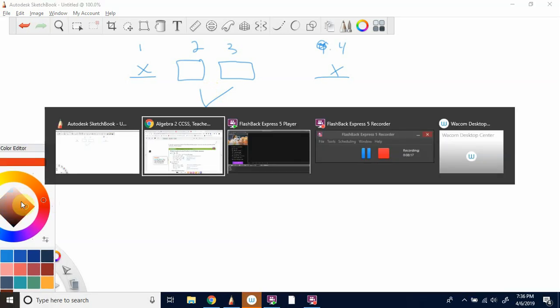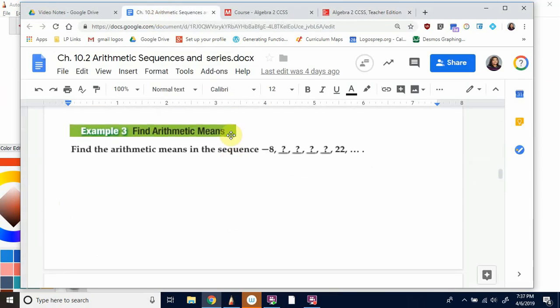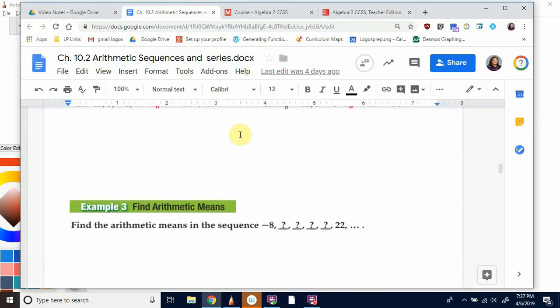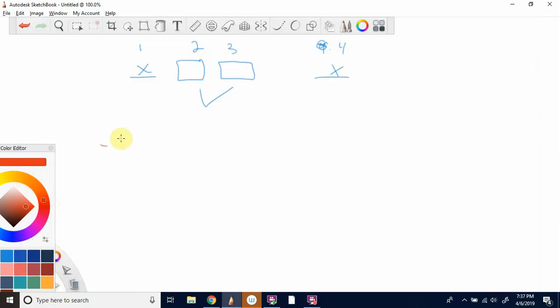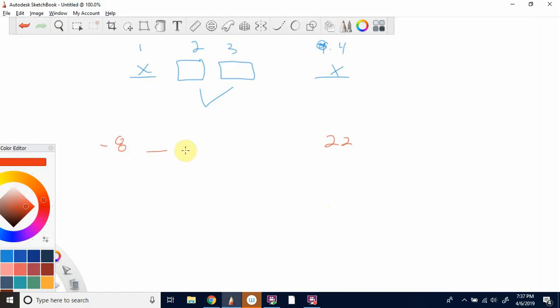So let's move on to example 3. It says find the arithmetic mean in this sequence. So they give us negative 8 and 22. What else do they tell us? Well, the blanks, they either have to tell us how many arithmetic means there are, or they have to show us physically. So in between negative 8 and 22, there's 1, 2, 3, 4 terms. So I'm going to go ahead and write that in. 1, 2, 3, 4. Okay? And so I know that this is the first, second, third, fourth, fifth, and this is the sixth term.